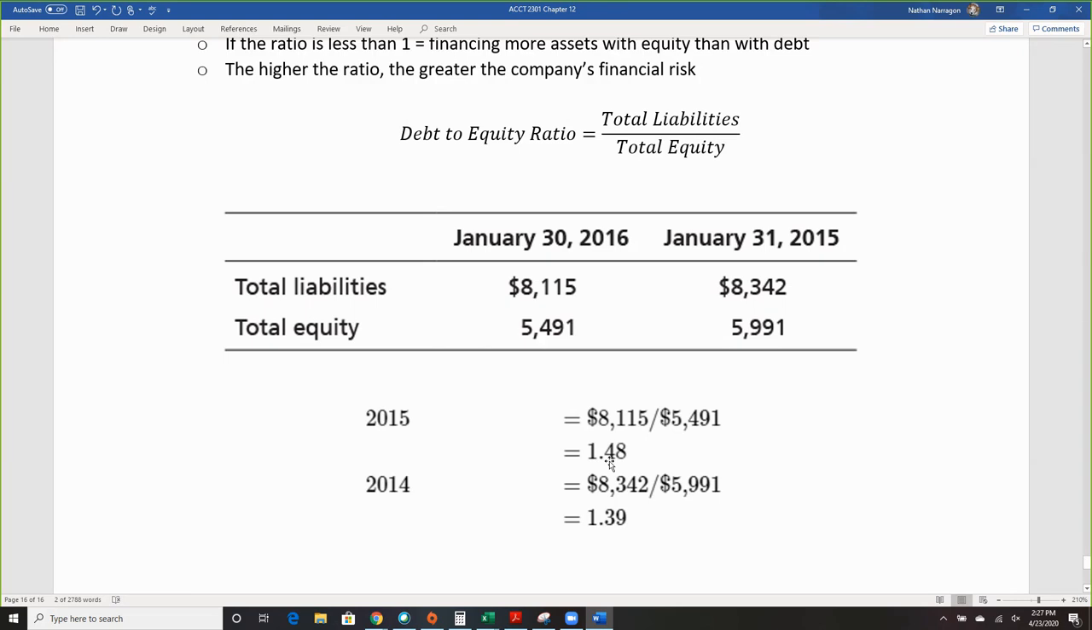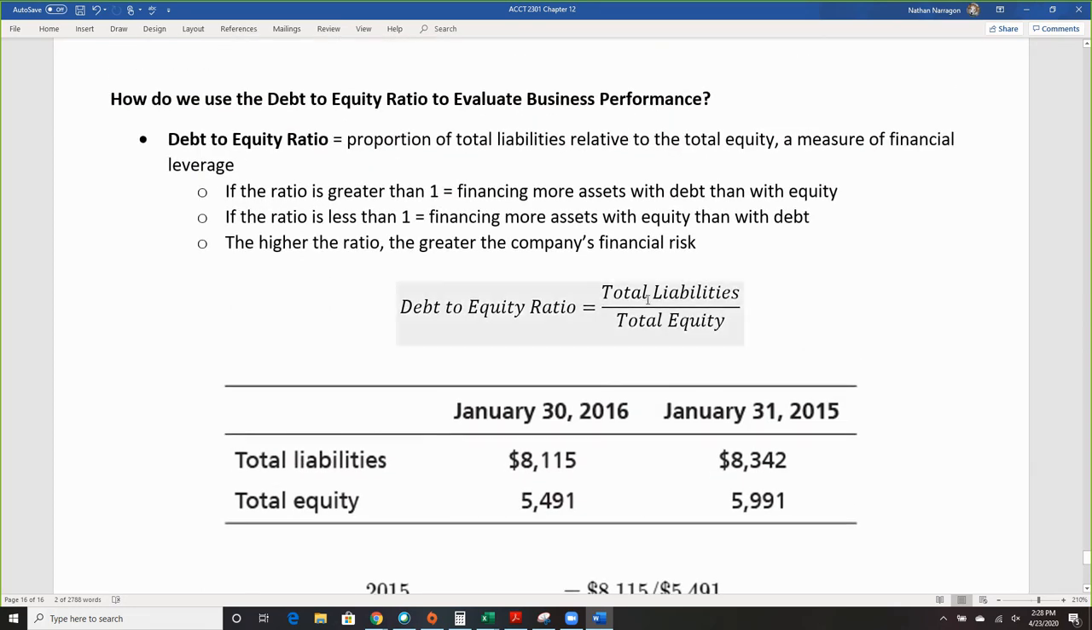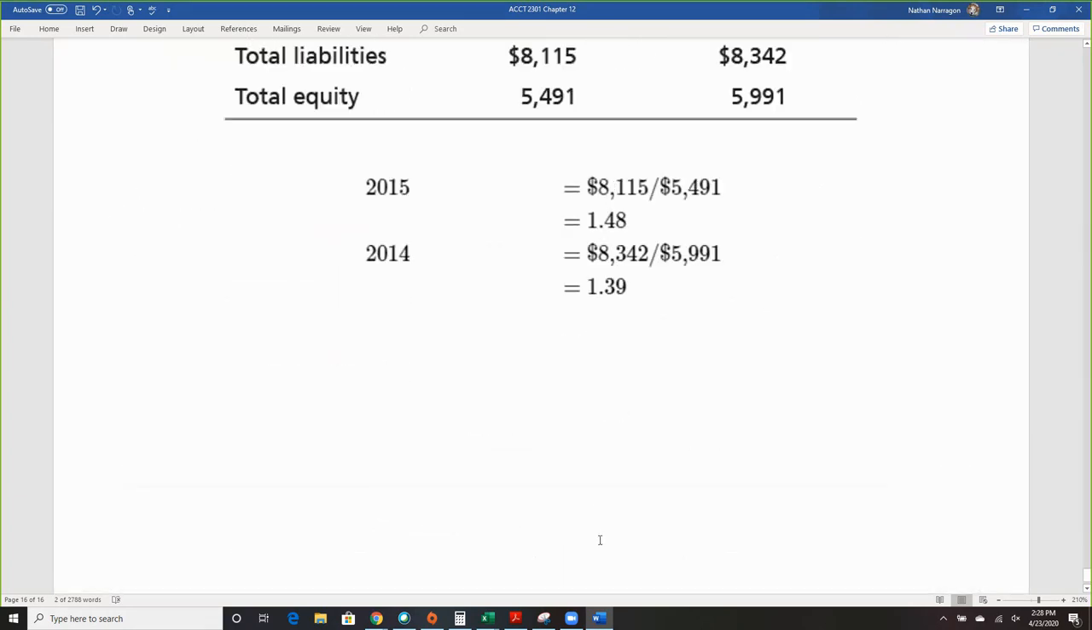But it looks like in what would have been considered the current year, or 2015, it does look like they've taken on more debt. They have more debt financing. Even though it's less, the ratio is more. They have more of a financial risk in 2015. But really, that's really the analysis that we do. Big thing is to know the formula and know which numbers we're plucking out. Okay? So that actually wraps up chapter 12.